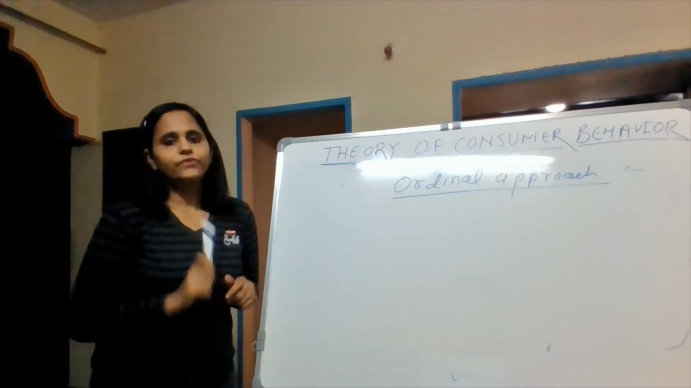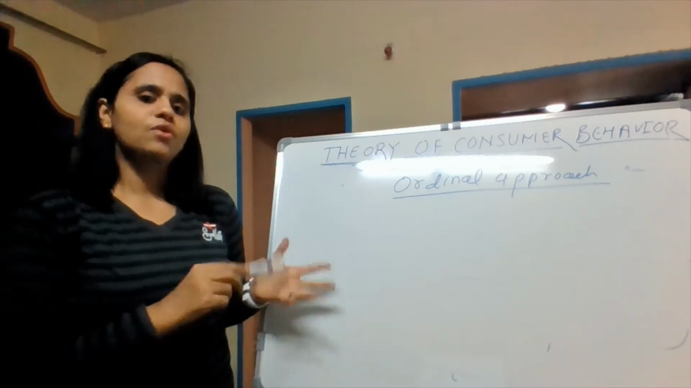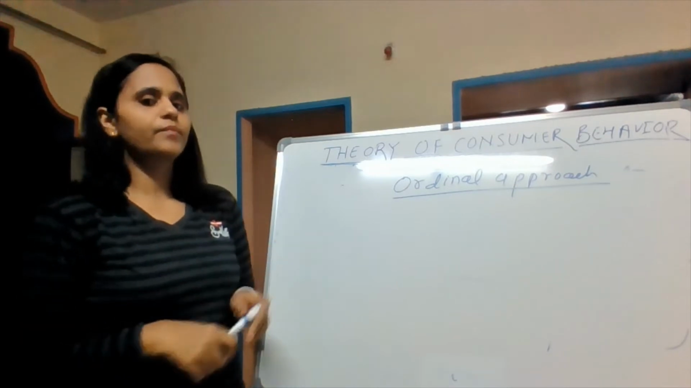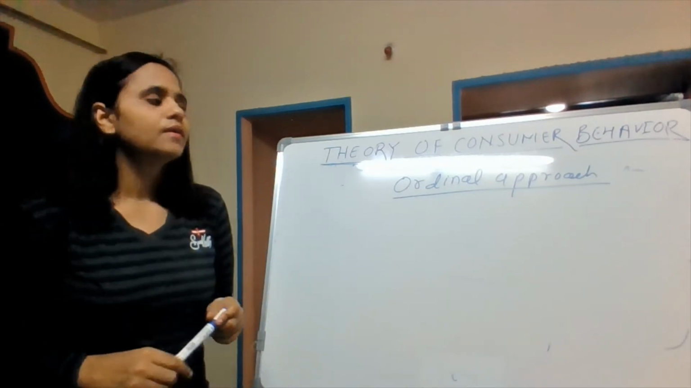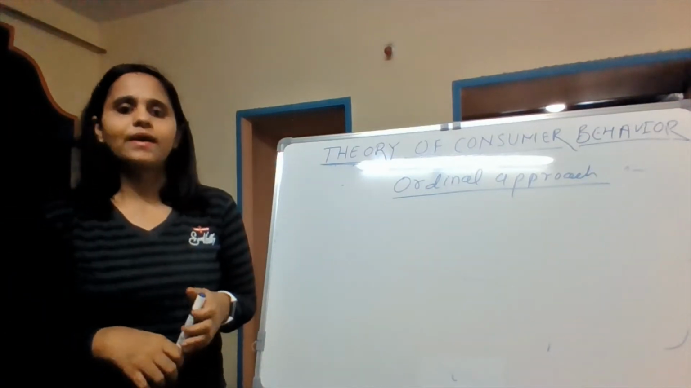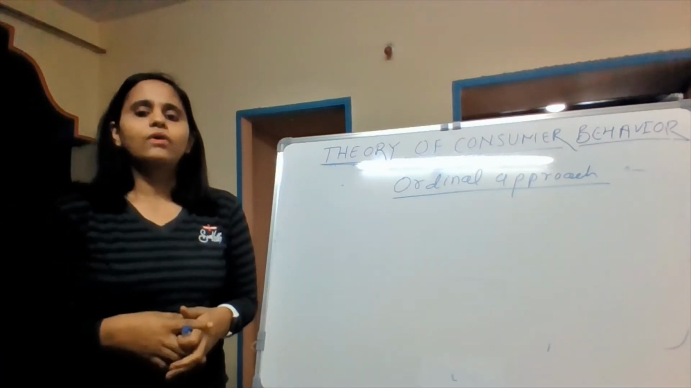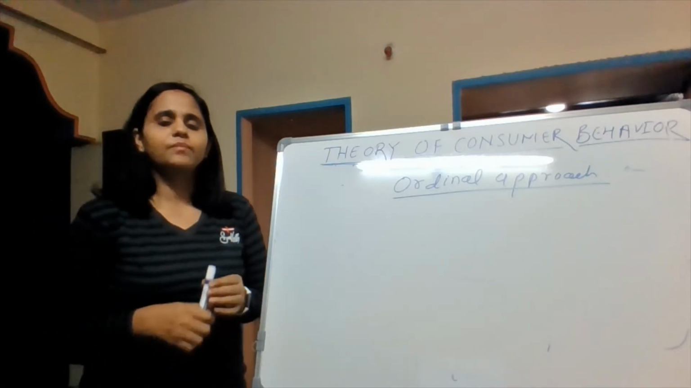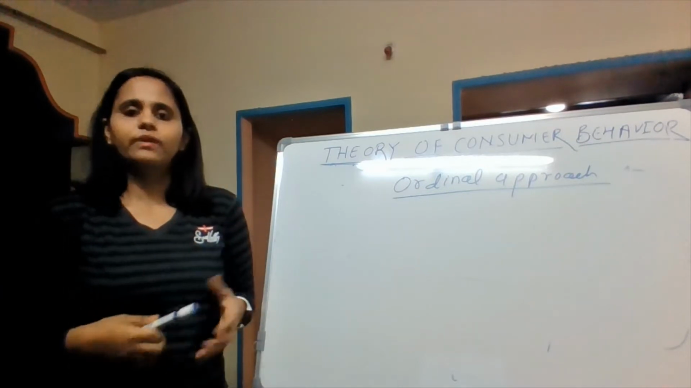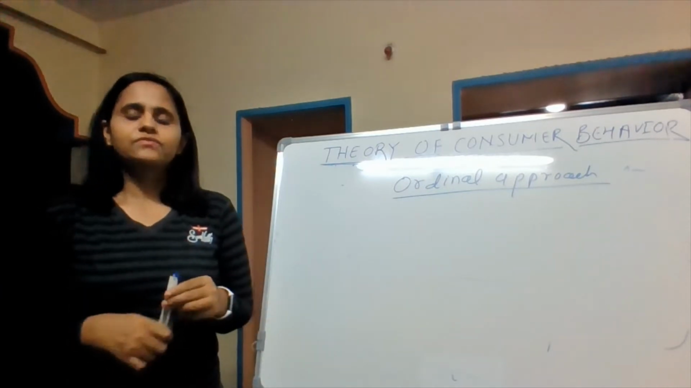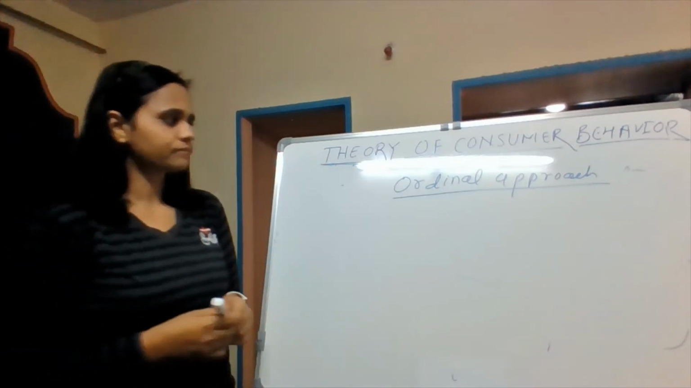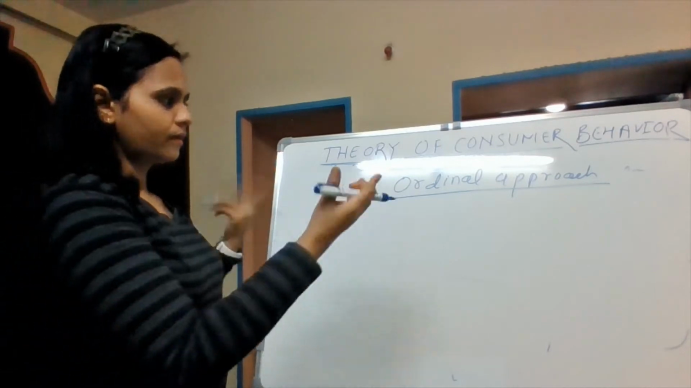So next we are looking into the ordinal approach. Ordinal approach, as opposed to the cardinal, where you were going for the quantitative approach to quantify the utility. This is a qualitative approach where you understand consumer preferences and how consumers rank their preferences based on the different bundles of goods available to them. You try to find out which one is the best for them and which one can maximize their utility. So this is what we will learn in the ordinal approach.